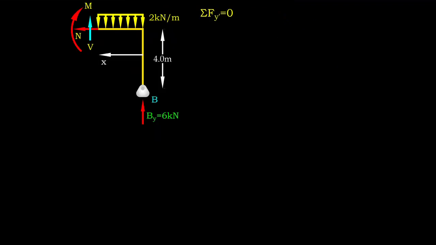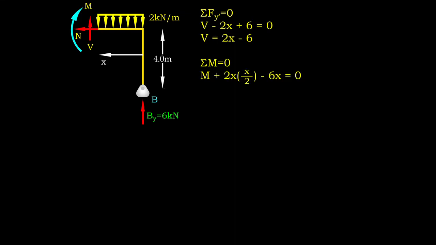Unlike segment 2, the reaction By is now acting in transverse direction. Judging from the direction of forces, we should not expect to see axial force in this segment. As a result, we produce shear force and bending moment functions.